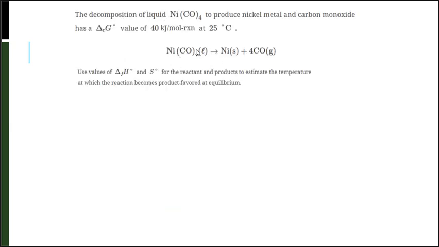Here we have a decomposition reaction to produce nickel metal and carbon monoxide, and it's telling me a delta G naught value of 40 kilojoules per mole for the reaction at 25 degrees Celsius. So this is at standard temperature. It's telling me it's standard delta G. Use the values of delta H and S for the reactant and products to estimate the temperature at which the reaction becomes product favored at equilibrium. I need to find T, and at equilibrium, delta G is equal to 0.